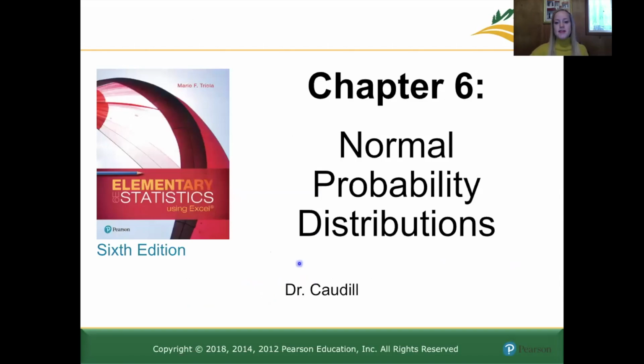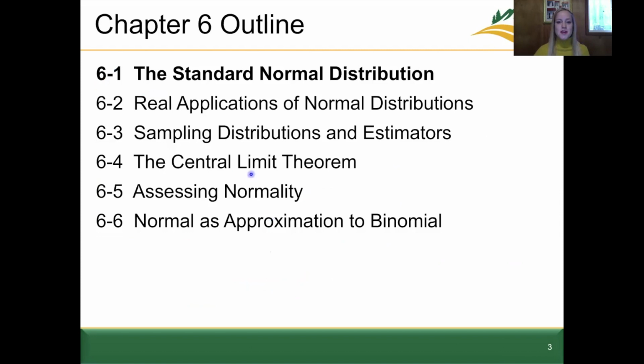Now in chapter 6, we're going through normal probability distributions. We have touched on these before. We're getting a lot more in depth now in chapter 6. As you look at the syllabus, you may notice that exam 3 is only on chapter 6 because we're covering 6 sections in chapter 6.